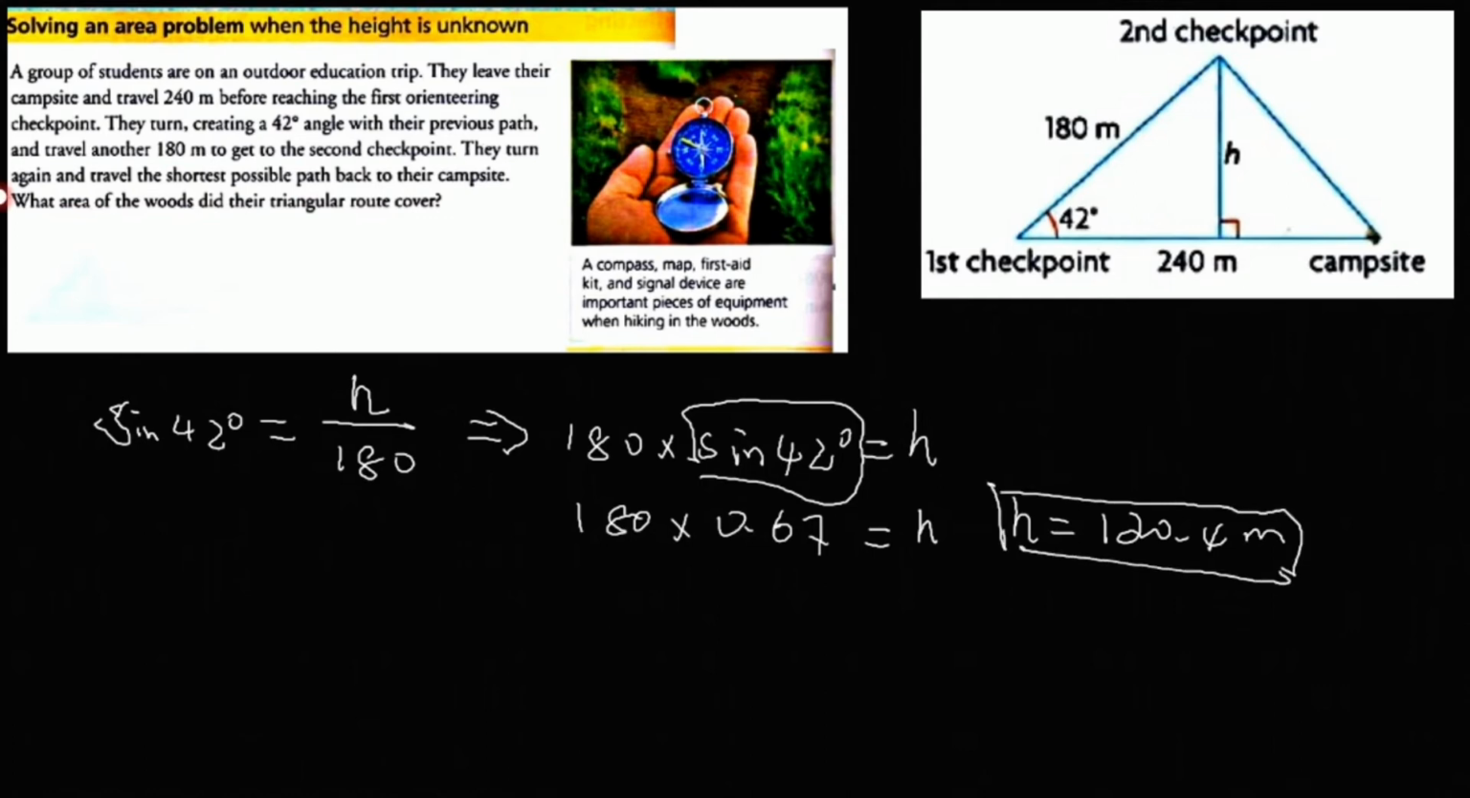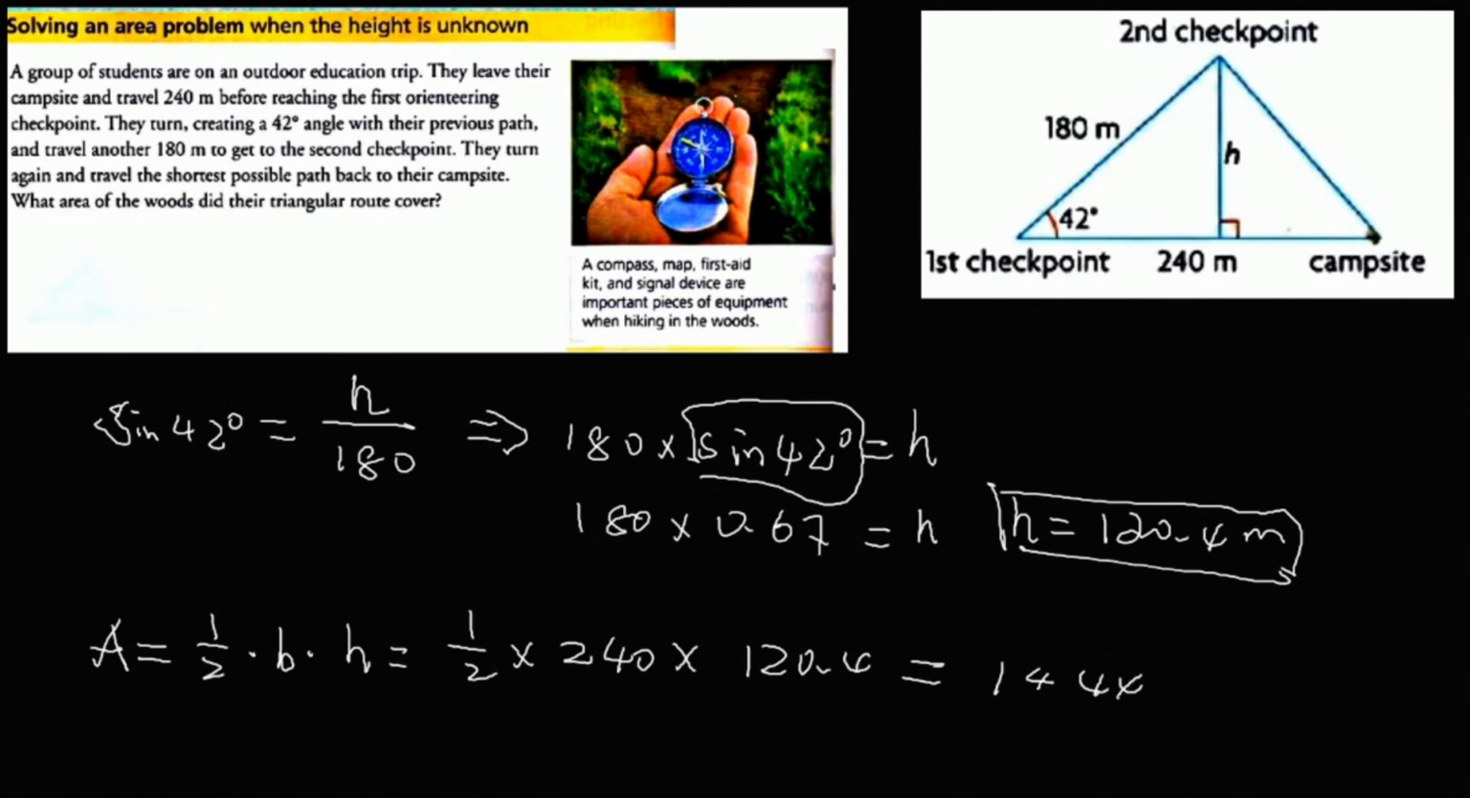So this h is 120.4 meters. Okay, so the area A equals 1/2 times base times h. 1/2 times b, which is 240 meters, right, times 120.4, equals 14,448 meters squared. So this is the area we want to find out. The area of the woods that the triangular route covered was about 14,448 meters squared.